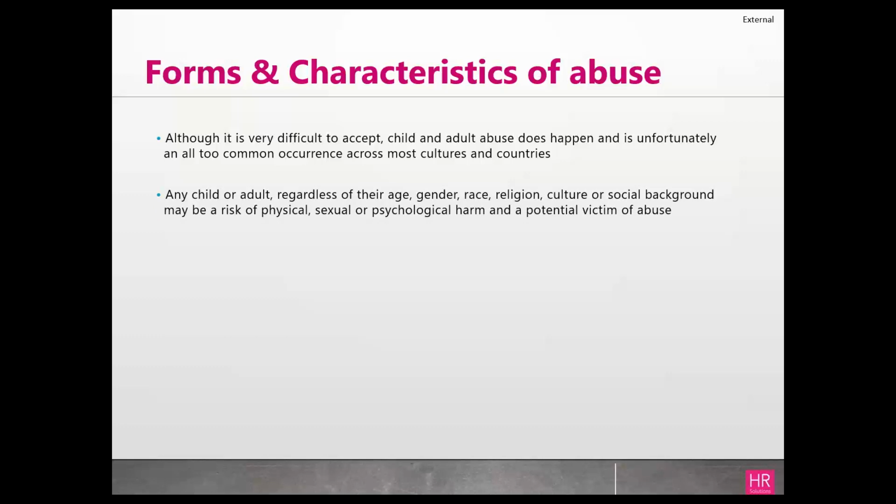Any adult or child, regardless of their age, gender, race, religion, culture, or social background, may be at risk of physical, sexual, psychological harm, or potential victim of abuse. There's no kind of rhyme or reason. However, we do find that in less affluent areas there are more safeguarding issues. However, safeguarding issues happen in all communities everywhere across the UK.